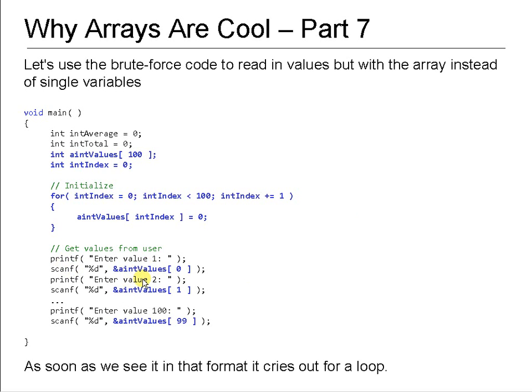Now, as soon as we see it in that format, it cries out for a loop. What kind of loop? It ain't breakfast time, so no Fruit Loops. Alright, even though they would taste good, or some honeycombs. But no, we aren't going to use a do loop because it's changing in a predictable pattern. No, we use a for loop.